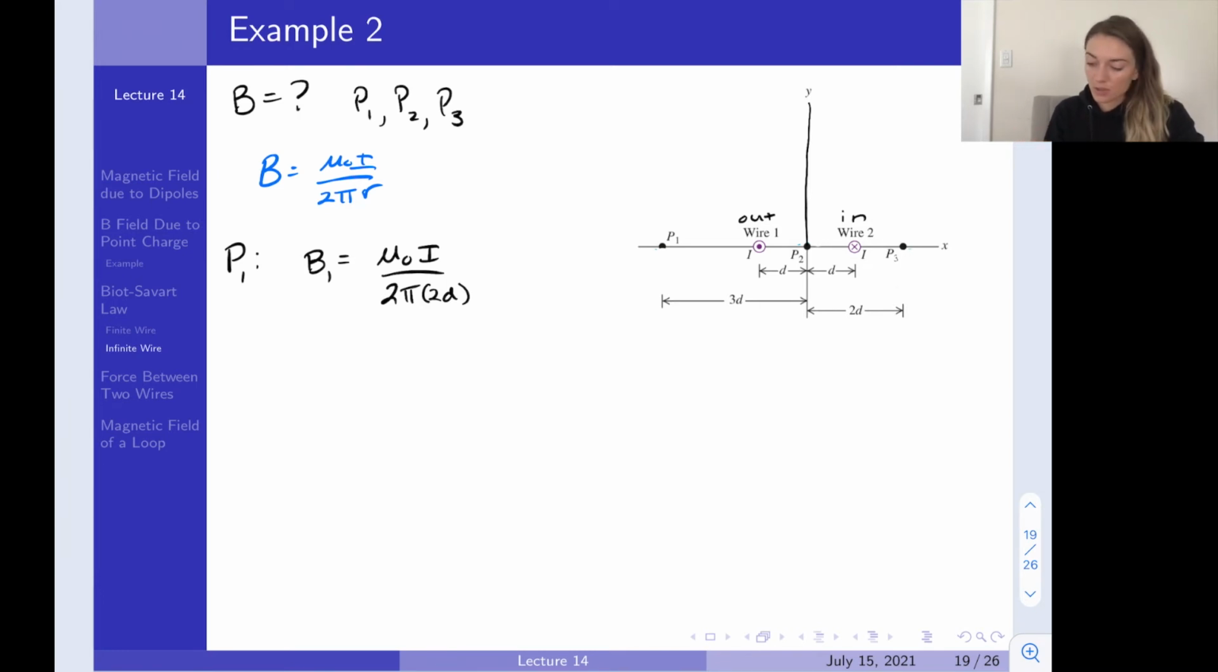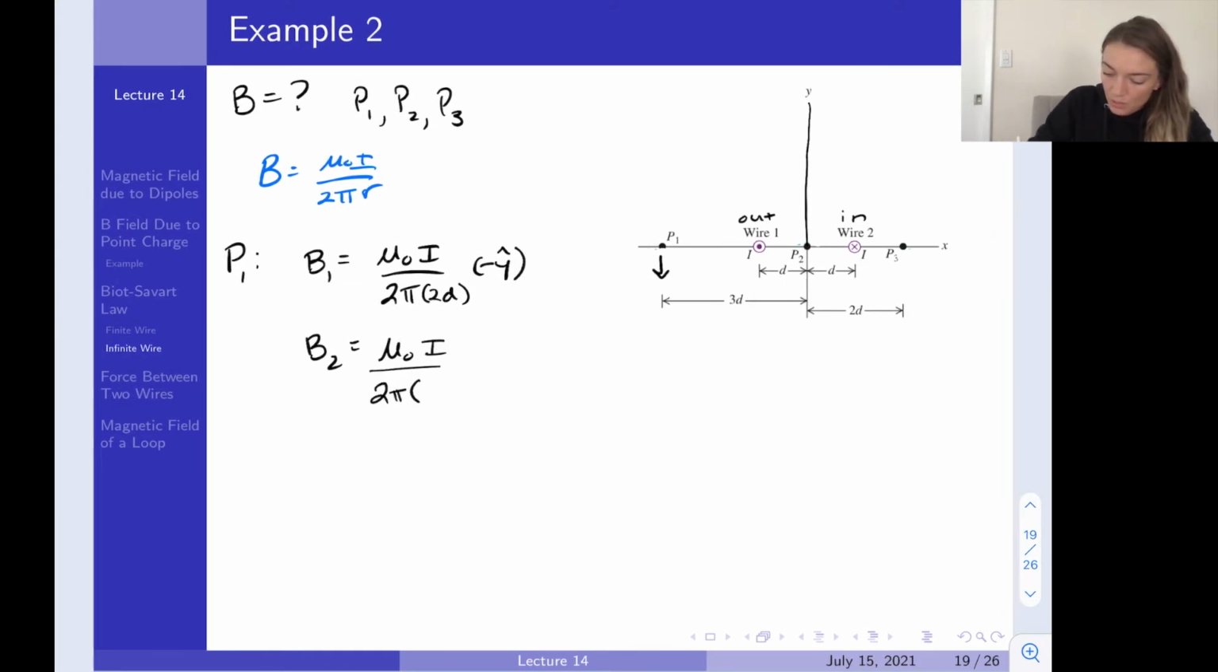And now what direction is the magnetic field in? Well, we have to use our right-hand rule. The current is coming out, so if we point our thumb out of the page, at point P1 our hand is curling downward. So at P1, our magnetic field from wire 1 is downward, which is in the negative y hat direction. Now let's look at the magnetic field from wire 2. We're going to have the same thing, mu naught times I over 2 pi, and then the distance here is 3D and then another distance of D, so that distance is 4D.